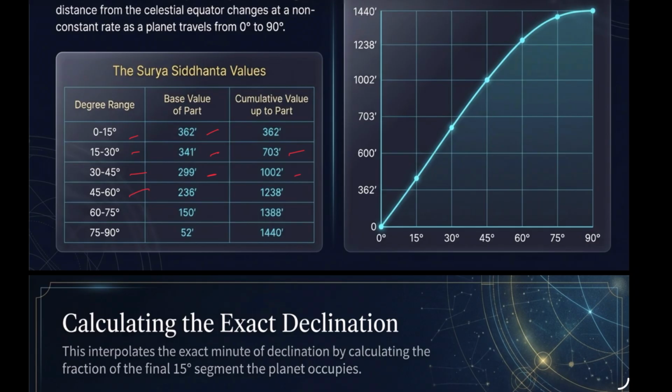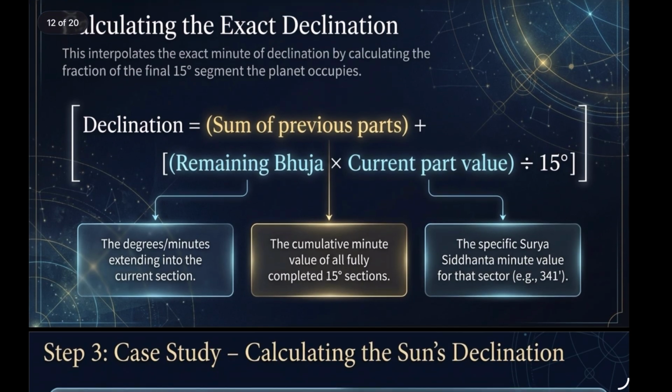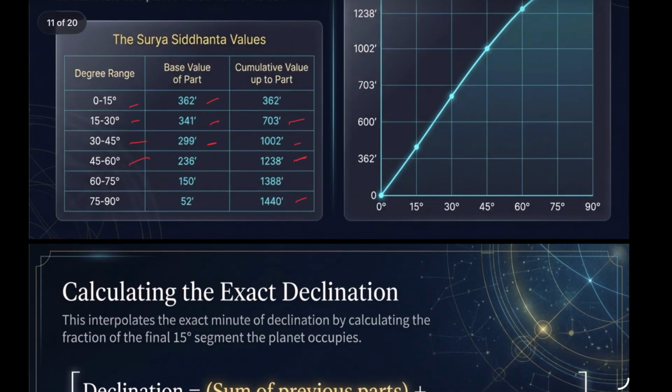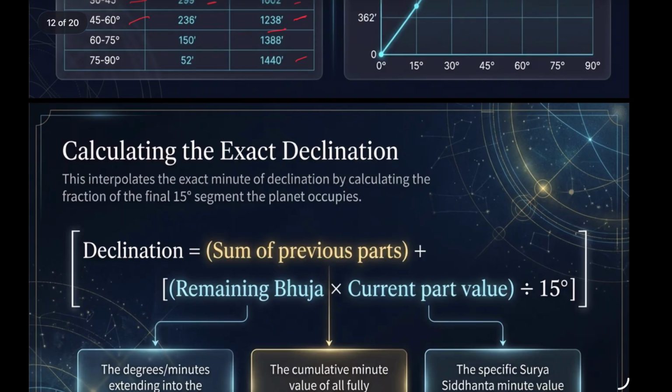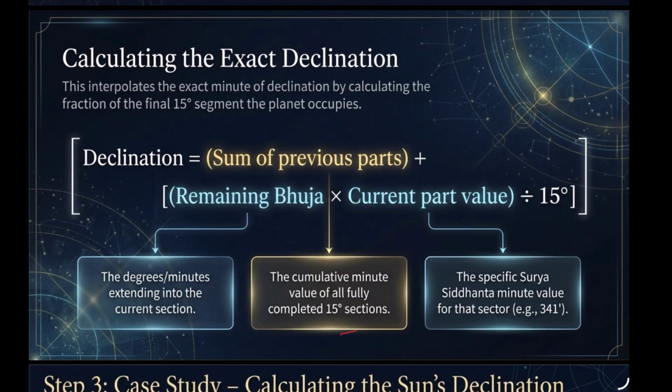For 60 degrees, the cumulative base part is this, this, and so on. For 75 to 90 degrees we are using this. So we have to calculate the exact declination point. First we use as much as we can directly from these reference tables. For example, if it is 61 degrees, we'll use the value up to 60 degrees, plus the remaining 1 degree, then we'll divide it by 15.